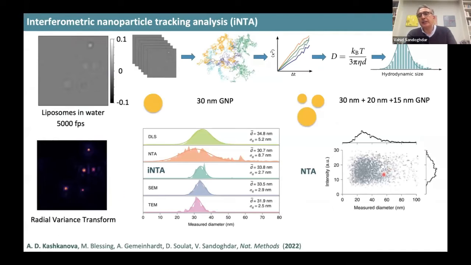Right, and here now, if you want to compare this, is what you would get from the same sample using standard NTA. And you see here that the 3 populations are not at all resolved.